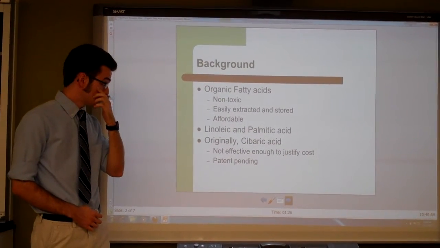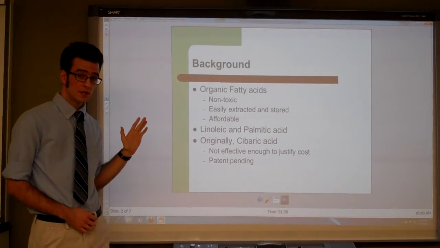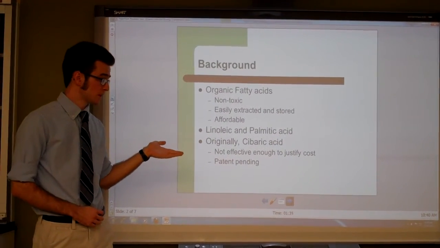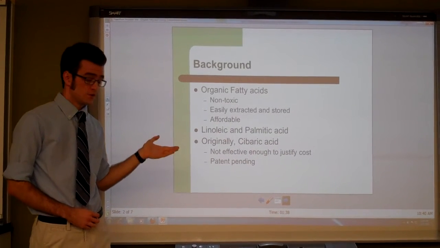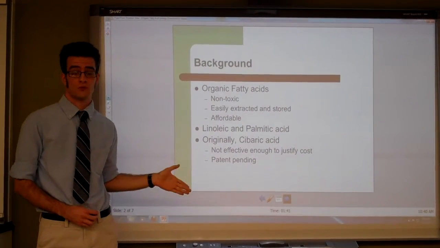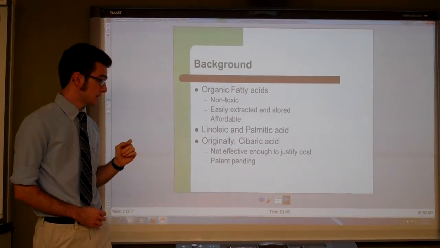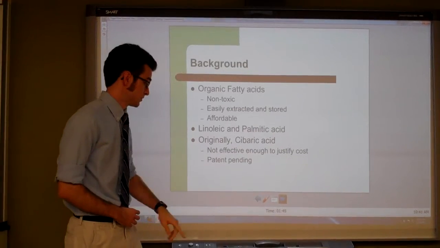So, originally I had intended to use cybaric acid. Although it is easily extracted, it comes from a mushroom called Cantharellus cibarius, or the chanterelle mushroom, and there's a patent pending on the pure form of this acid. So, although it was very effective by itself, it's too costly to do what I want to.